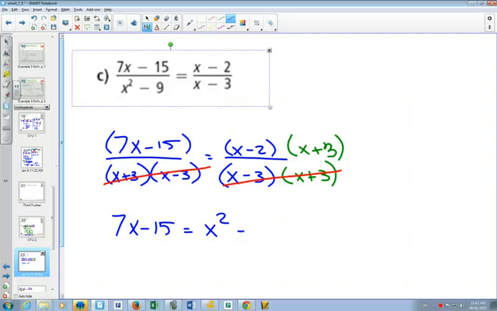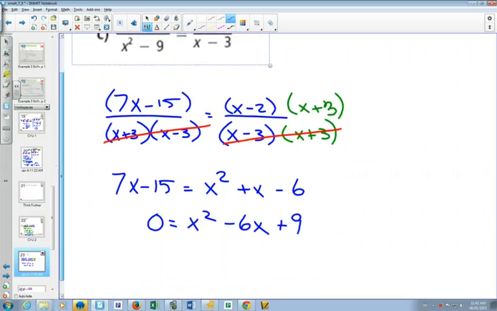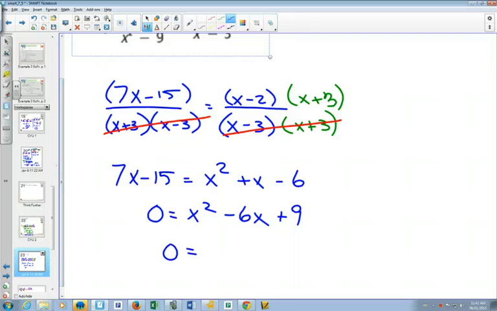FOIL this one out. Again, I have an x squared, so I'll make one side equal to 0. Plus 15. Ooh, very cool. And then when you factor this, x and x is a perfect square trinomial, you get x equals 3 2 times.